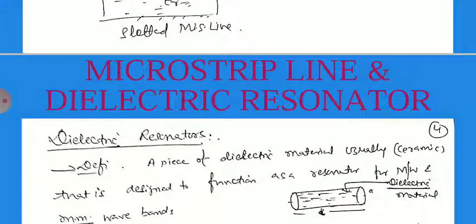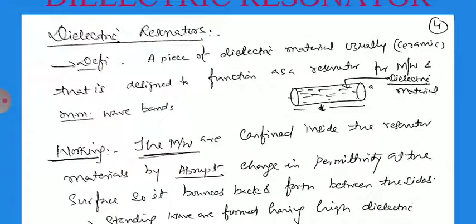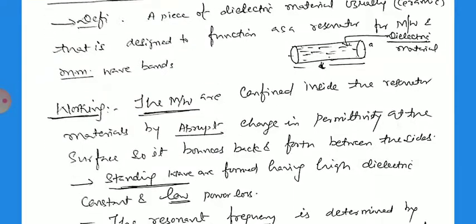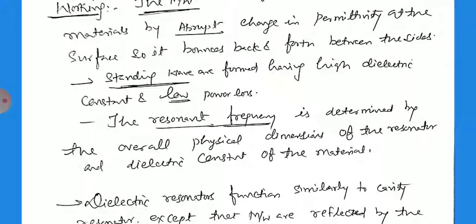What is the definition of it? A piece of dielectric material, usually ceramic, designed to function as a resonator for microwave and millimeter wave bands, with an abrupt change of dielectric medium from the outside. The microwaves are confined inside the resonator material by the abrupt change in permittivity at the surface, so they bounce back and forth between the sides. So standing waves are formed, having a high dielectric constant and low power loss. The resonant frequency is determined by the overall physical dimension of the resonator and the dielectric constant of the material.